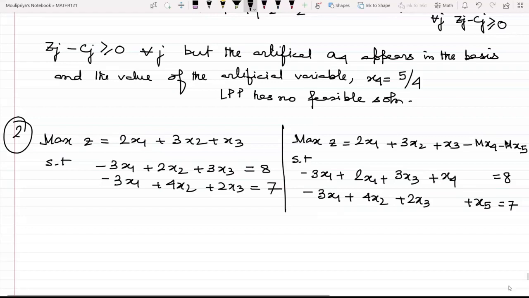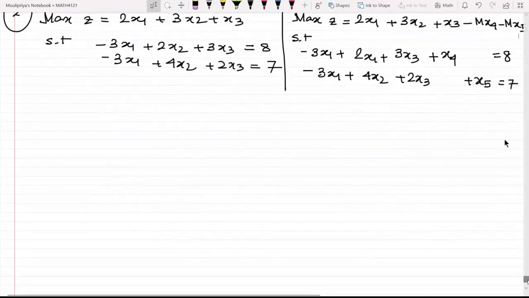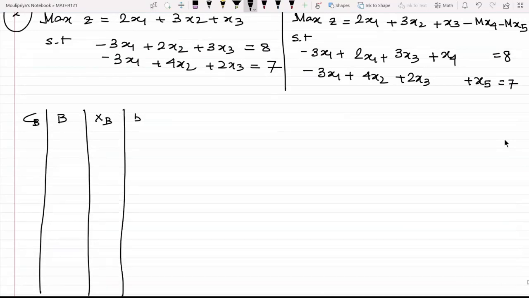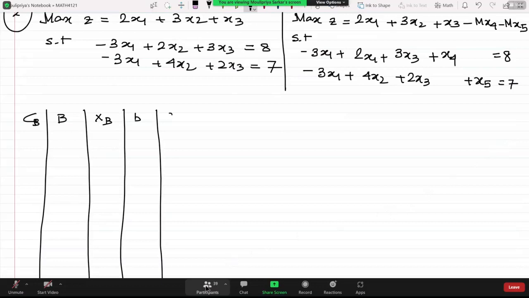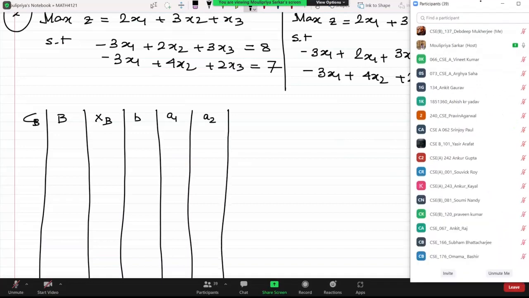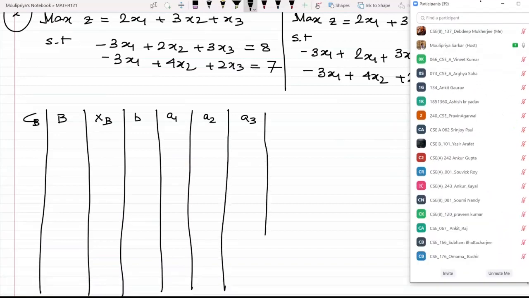So correspondingly, we will write down the simplex table. CB, B, XB, small b, A1, A2, A3, A4, A5.